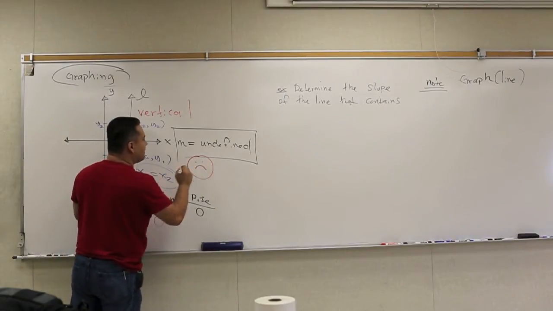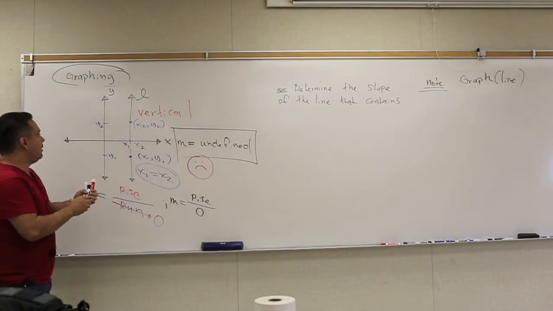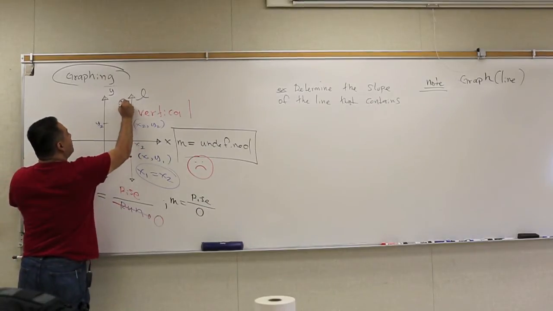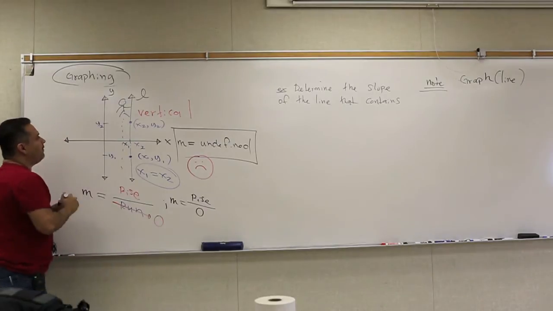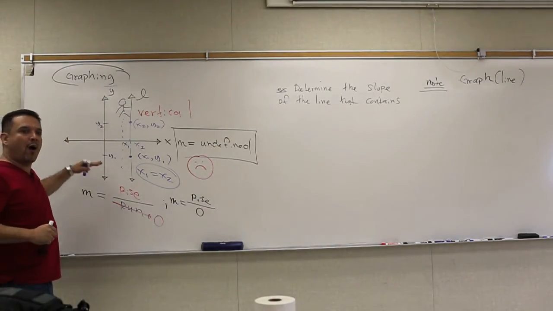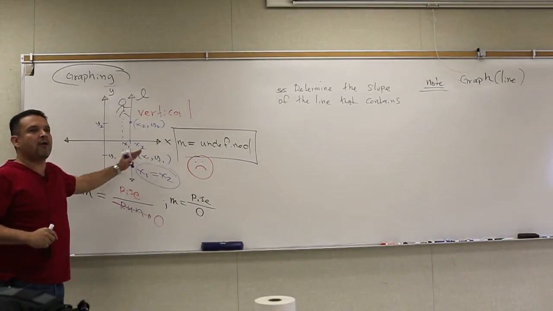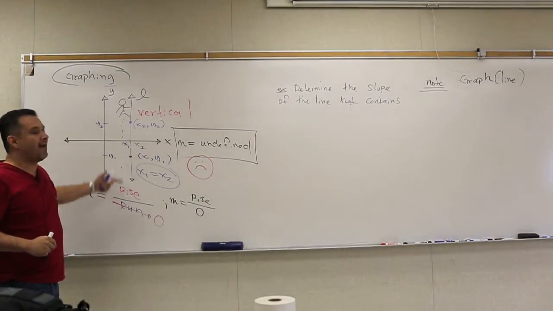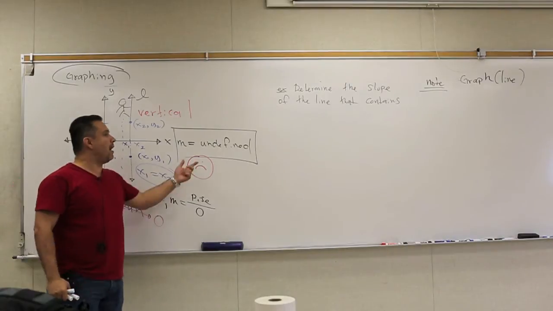If you're on a vertical slope, you can what? You're falling off that. You're falling down forever. You're not walking with a 0 slope. You're not going uphill or downhill. You're falling off the planet. What does it mean to not be defined?